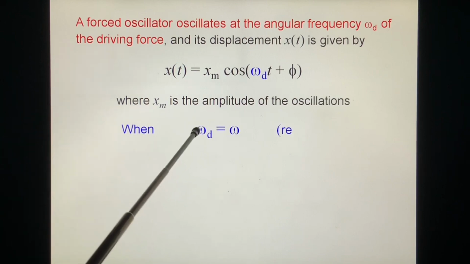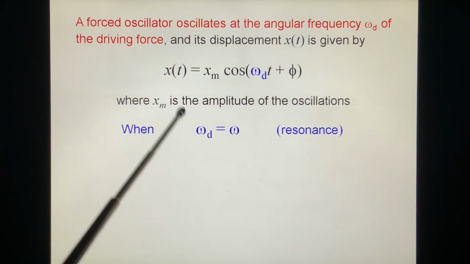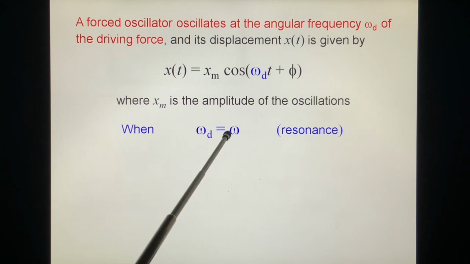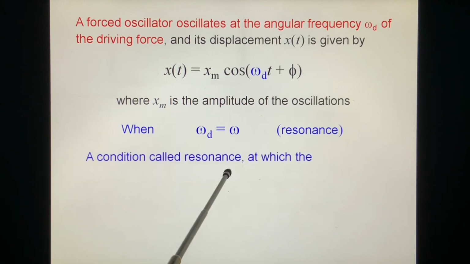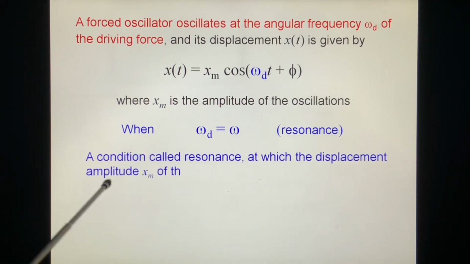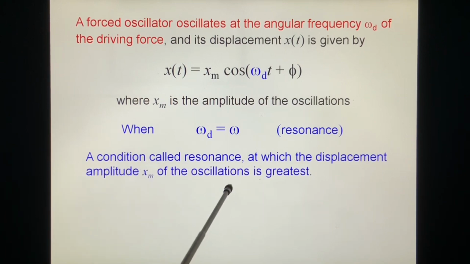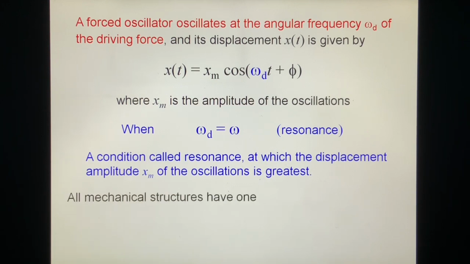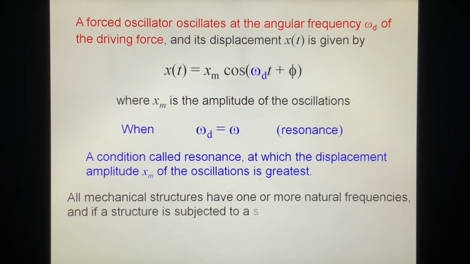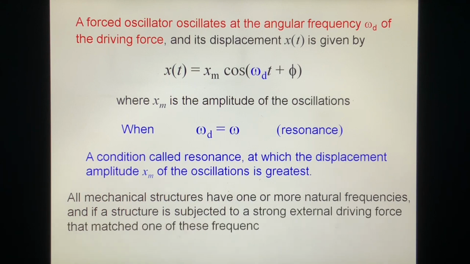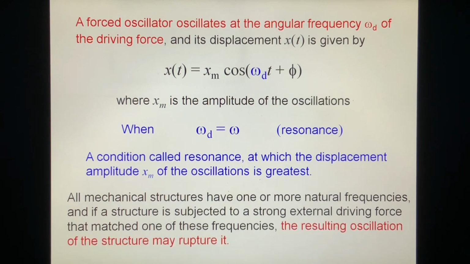When omega d, the driving frequency, equals the natural frequency omega, then resonance happens. A condition called resonance, at which the displacement amplitude xm of the oscillations is greatest. All mechanical structures have one or more natural frequencies, and if a structure is subjected to a strong external driving force that matches one of these frequencies, the resultant oscillation of the structure may rupture it.